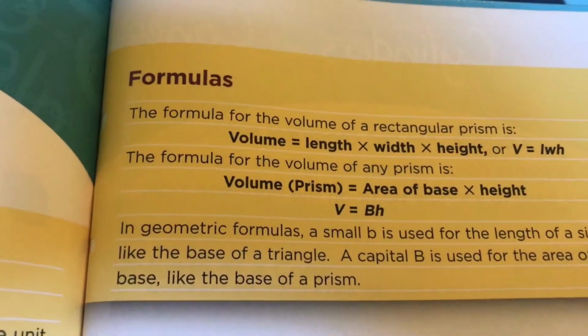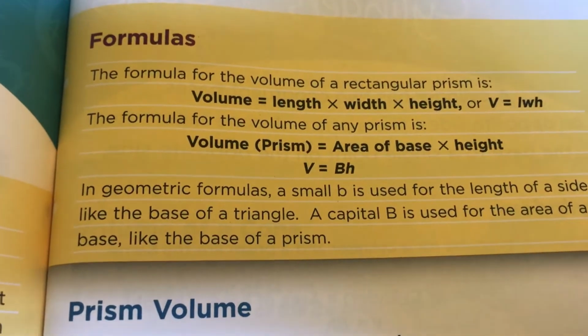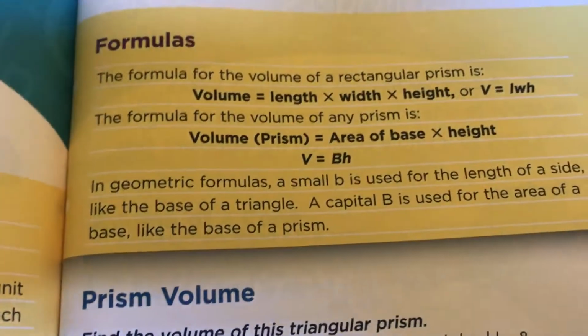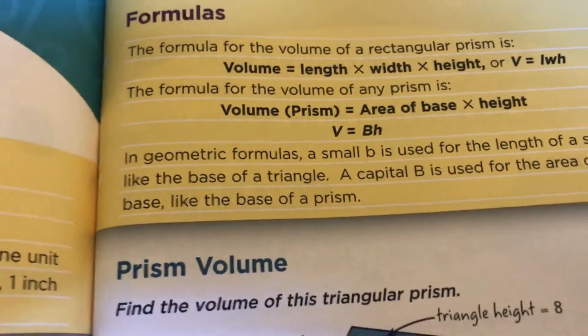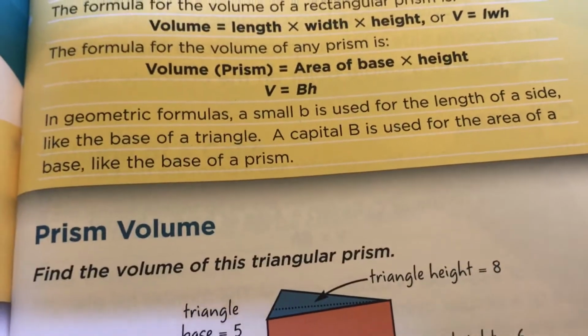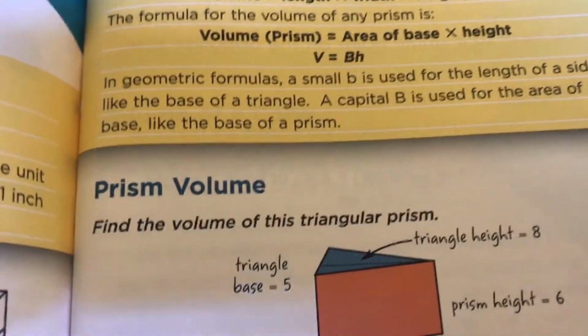Formula. The formula for the volume of the rectangular prism is volume equals length times width times height, or V equals LWH. The formula for the volume of any prism is volume of prism equals area of base times height, V equals BH. In geometric formulas, a small b is used for the length of a side, like the base of a triangle. A capital B is used for the area of the base, like the base of a prism.